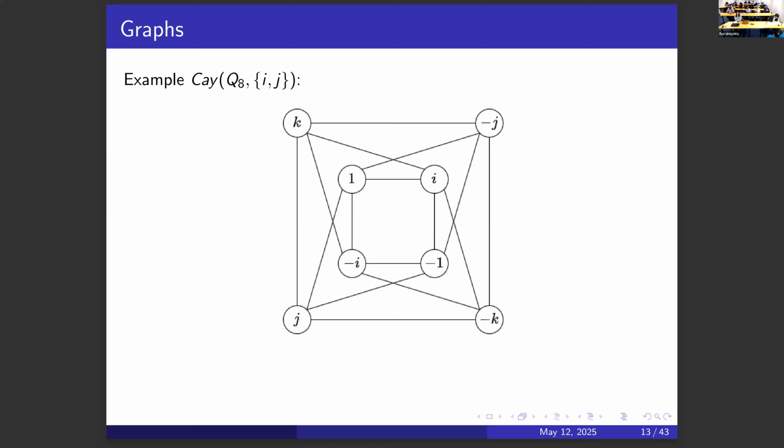So we have four edges coming from each point. So this is a regular graph. You've got four edges coming from each and every single point. Why? Because you have I as an element of the generating set, as well as I inverse, and likewise J and J inverse.